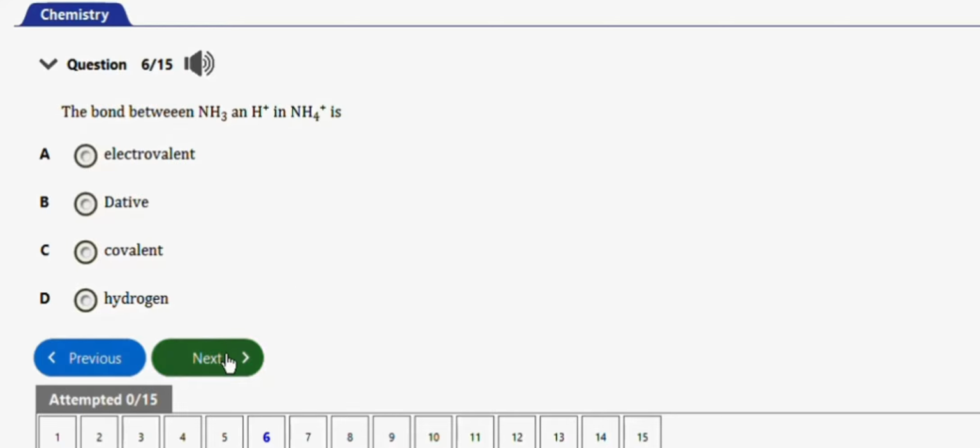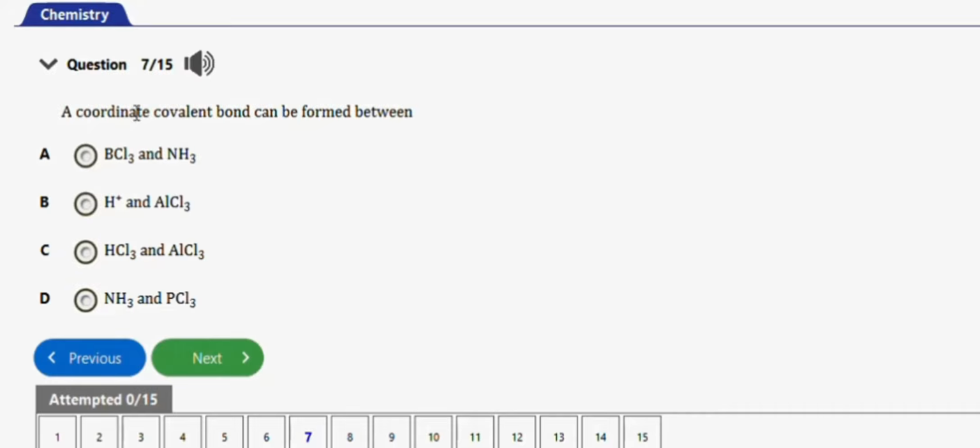Okay, the next question will be this one. It says a coordinate covalent bond can be formed between, we have this compound, this one, and this one, this one, this one, this one. So guys, looking at the options we have here, the right answer to this question will be option A. Yeah, option A. So that's it for this question. Take note of it.